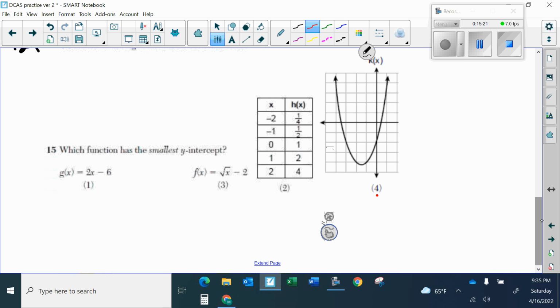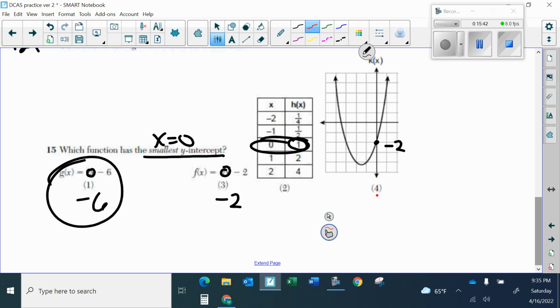Which function has the smallest y-intercept? We know to get the y-intercept, x equals 0. Plug it in. If x equals 0, you get negative 6. If x equals 0 there, you get negative 2. If x equals 0, you have negative 2 right there. We can see it right there. And on this one, if x equals 0, I get 1. So the smallest one is negative 6 right there. Remember, whenever they ask for the y-intercept, you plug 0 in for the x every time, to all the x's or wherever the equation is.